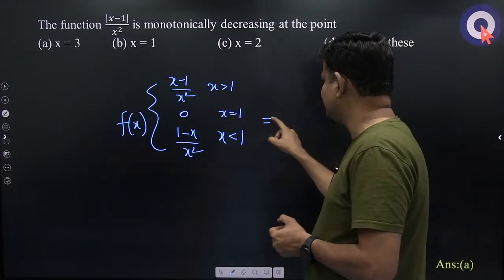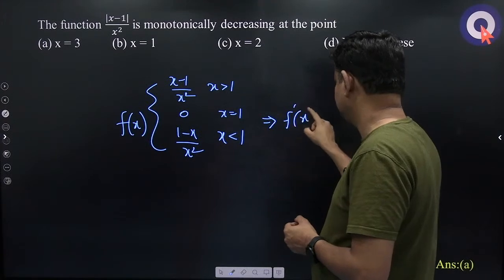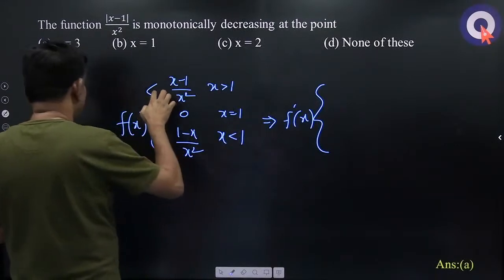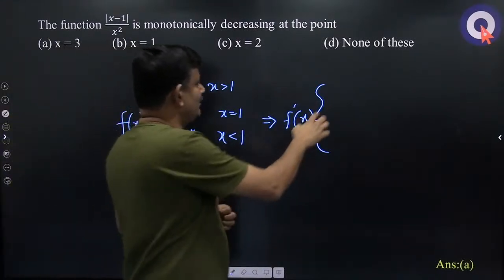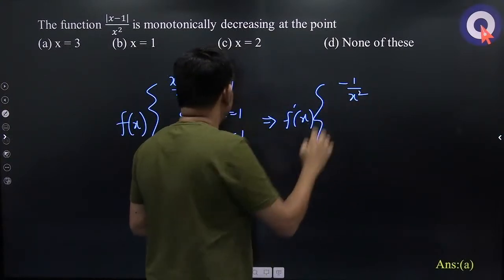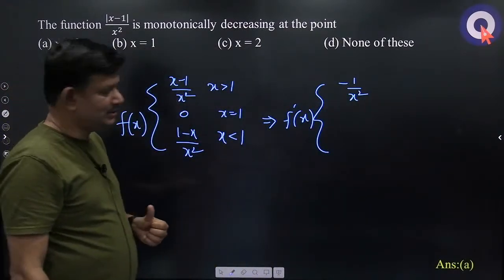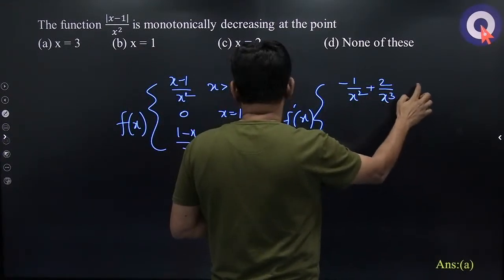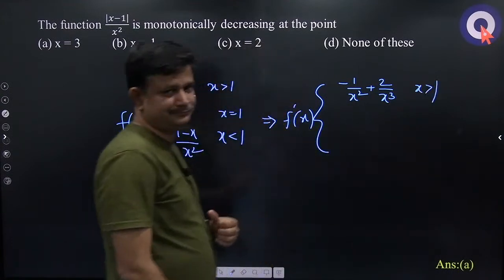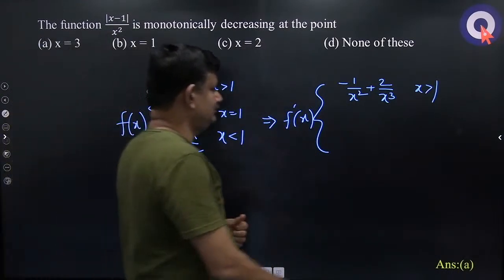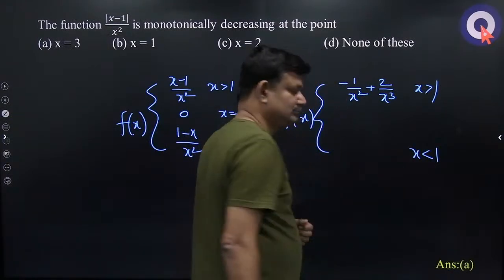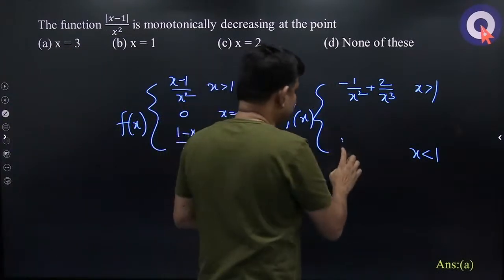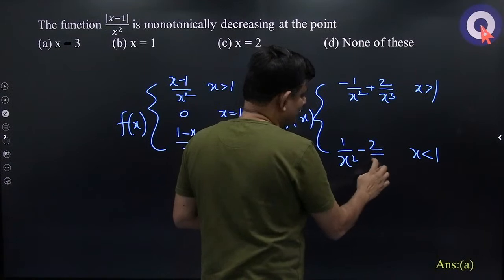Now let me find f dash x. Derivative of this would be, first part is 1 by x, derivative is minus 1 by x square. Then I have minus 1 by x square. Derivative of this would be 2 by x cube. X is greater than 1. If x is less than 1, is 1 by x. Simple sign change of this, 1 by x square minus 2 by x.